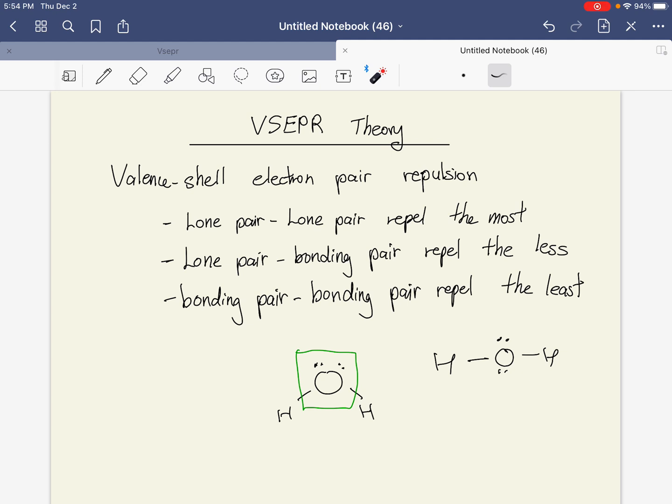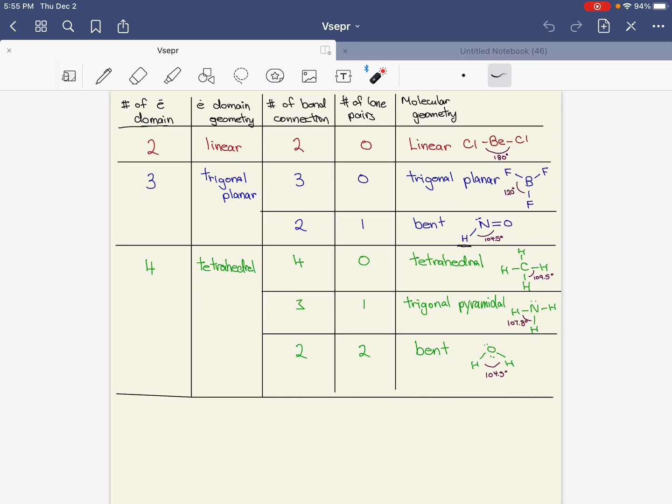So let's do some examples here. Okay, let's do some examples here. Let's go to this chart. Carbon dioxide.